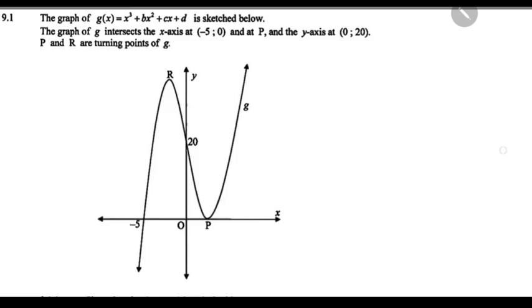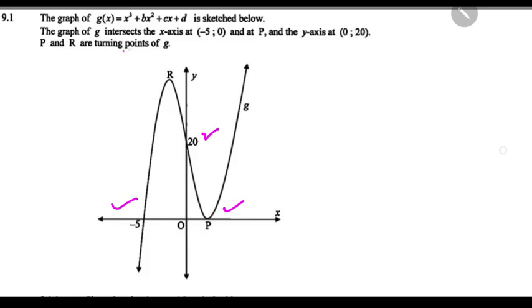So the question says the graph of g of x is equal to x power 3 plus bx square plus cx plus d is sketched below. The graph of g intersects the x-axis at -5 and 0, which is here, x-intercept, and at P. So this is also an x-intercept as well as a turning point, and the y-axis at 0, 20. So this is a y-intercept.